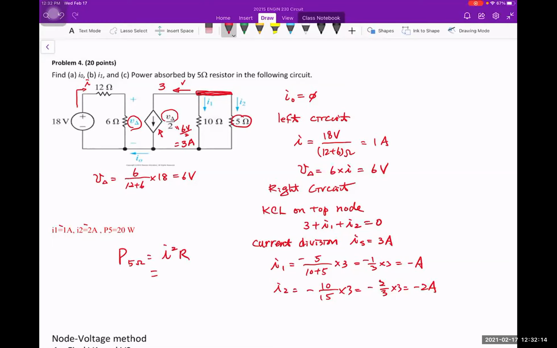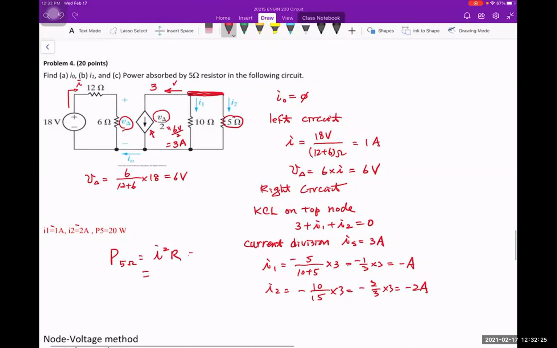Because it doesn't matter if the current is negative or positive. When you put a square, it's always going to be positive, right? Same thing for the voltage. If you use the voltage, which is also going to have V squared divided by R, it doesn't matter if the voltage is negative or positive, you always get a positive power. So this one is very simple: you have the current, 2 squared, times R, which is 5, so 4 times 5 is going to be 20 watts. Okay, any question about this?